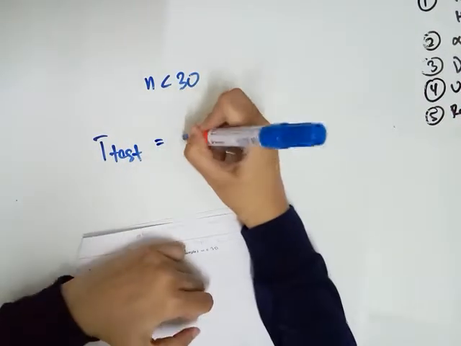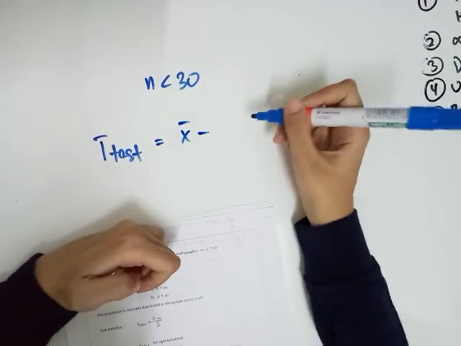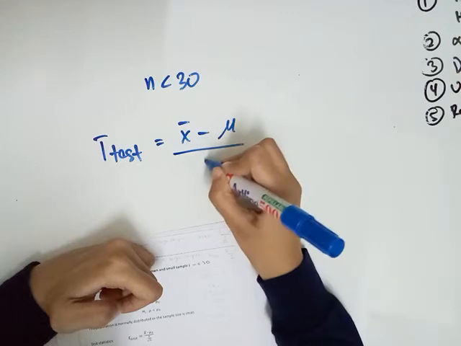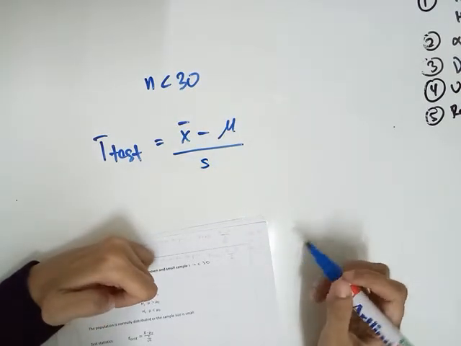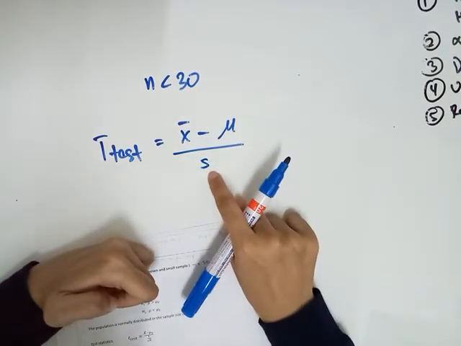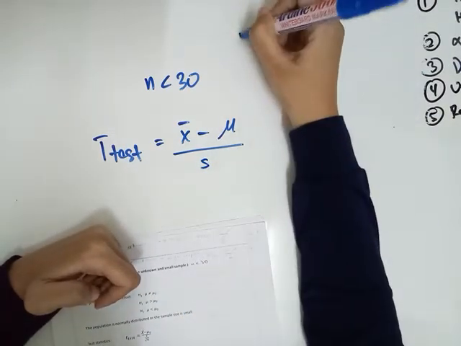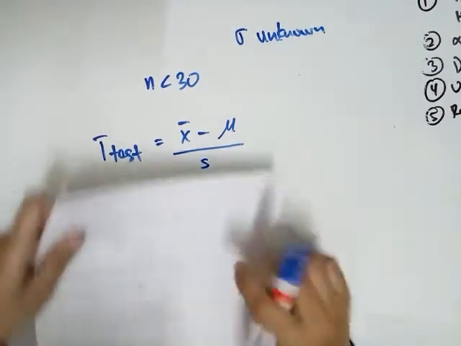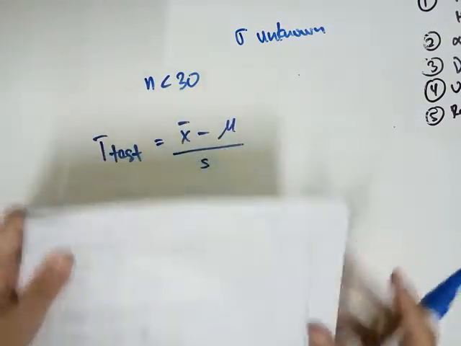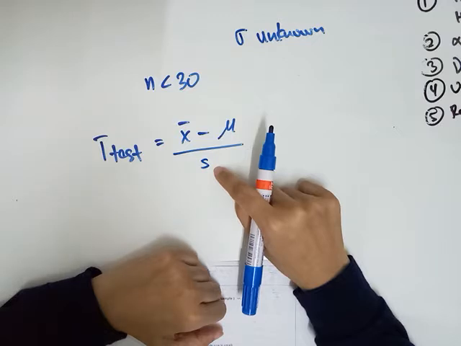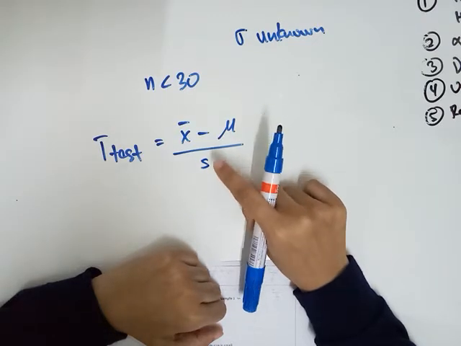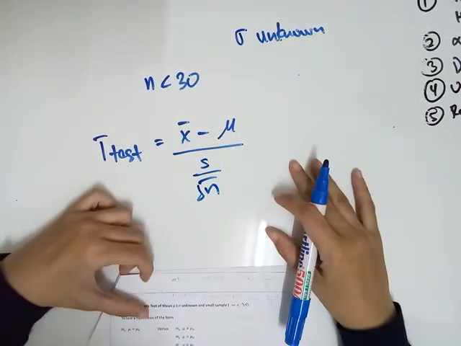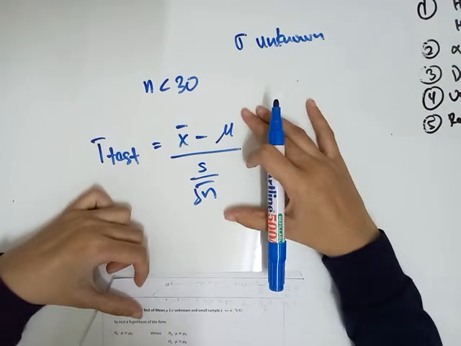Sample mean minus the population mean divided by sample standard deviation. Why sample? Why do we use the symbol S? Because population standard deviation is unknown. It tells us here that the population standard deviation is unknown. Therefore, we need to use the sample standard deviation, symbol S, divided by square root of sample size. This is the t-test formula.